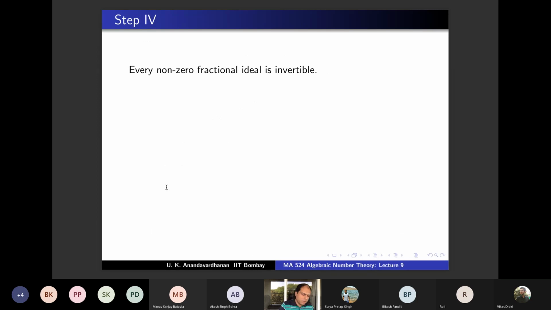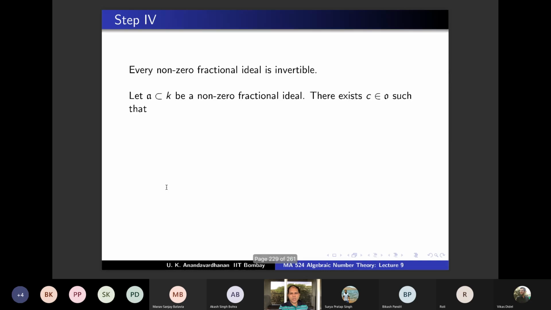Up to now, what have we done? We have shown that every non-zero ideal is invertible. Now reducing it to fractional ideals is easy, because if you take any non-zero fractional ideal A, by definition there is a non-zero element C in the Dedekind domain O such that CA is contained in O. That's the definition of a fractional ideal. But then CA will be an ideal, no? If A is a fractional ideal and CA is contained in O, then CA is actually an integral ideal, a proper ideal, a genuine ideal.